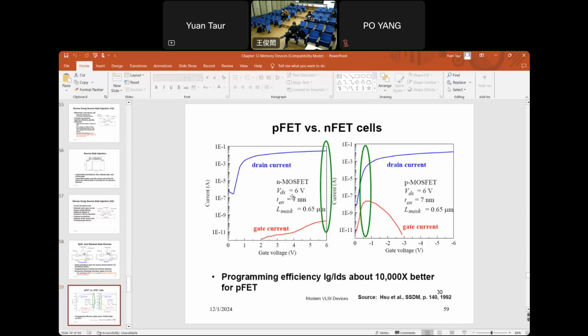Okay. Again, we talked about this before with PFET versus NFET. With NFET, the injection efficiency is poor. With PFET, injection is better because for PFET the vertical field in the oxide is in favor of injection of negative charge into the gate. Okay. So the efficiency is about 10,000 times better.